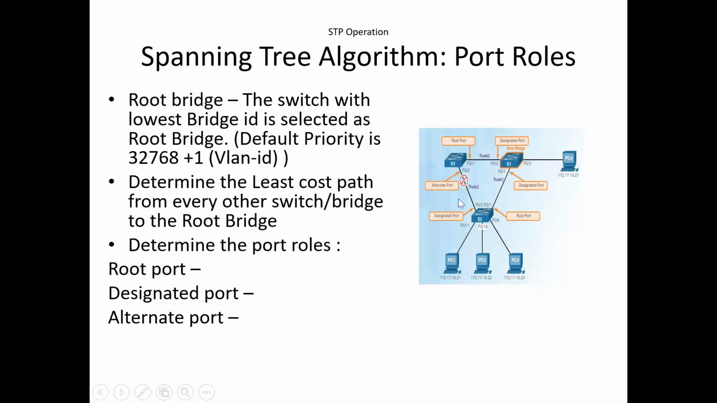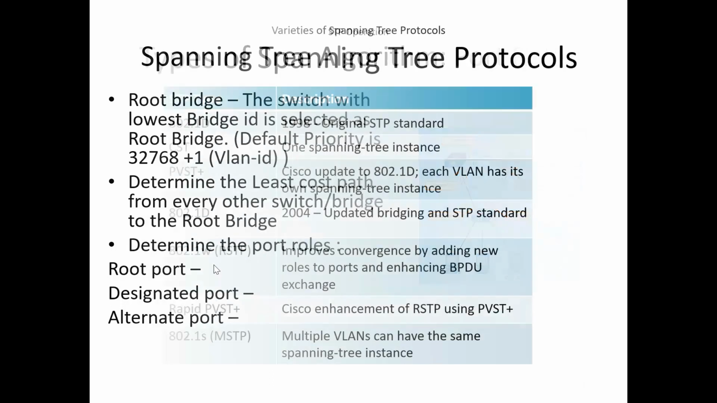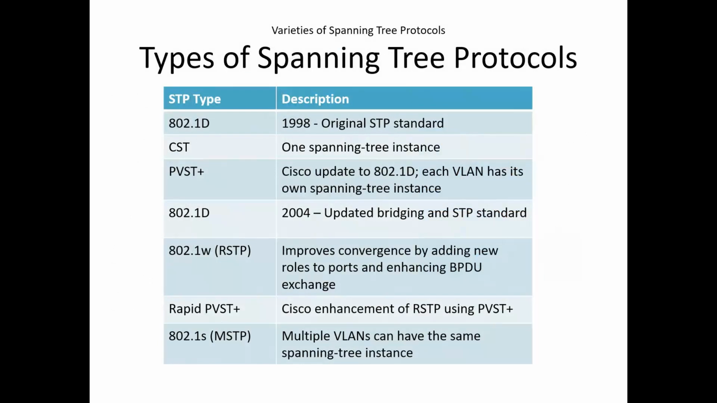Then after the root bridge is selected, the least cost path from every other switch to the root bridge is calculated. So in this case, if S1 is the root bridge, from S3 and S2 the least cost path to reach S1 will be calculated. Then we have to determine the port roles, which are the root port, designated port, and the blocking or the alternate port. These theoretical concepts have already been covered.